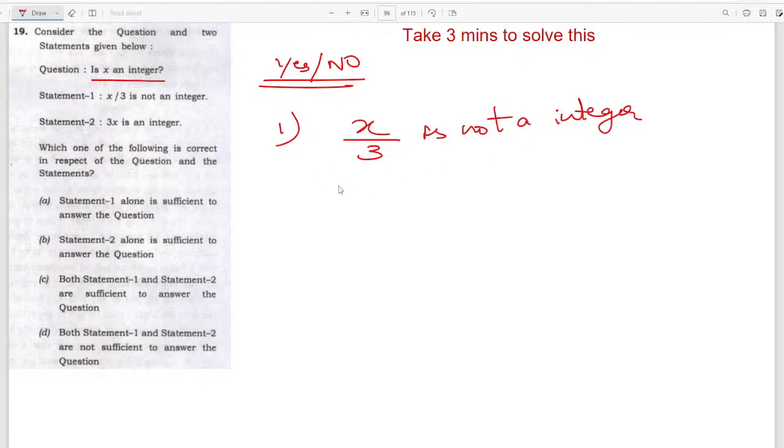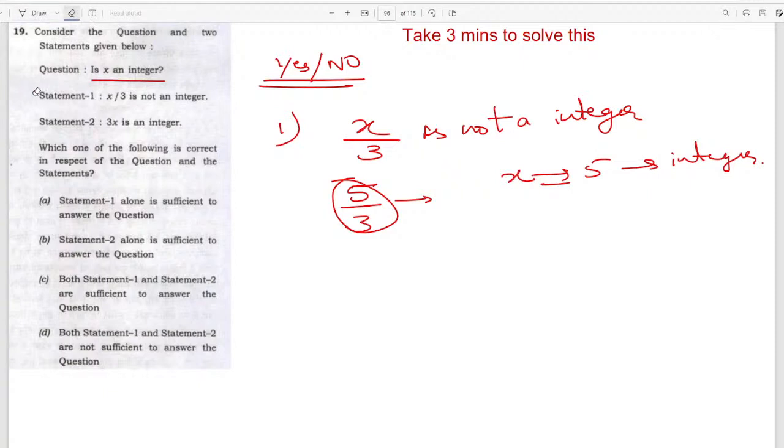If it is not an integer, then X can be 5, for example, let's take 5 by 3. If it is 5 by 3, this X by 3 is not an integer, but X is an integer. X by 3 is not an integer, but X is equal to 5. That is an integer. So clearly X can be an integer. So with statement 1, we cannot say whether X is an integer or not. X can be an integer and also a decimal.